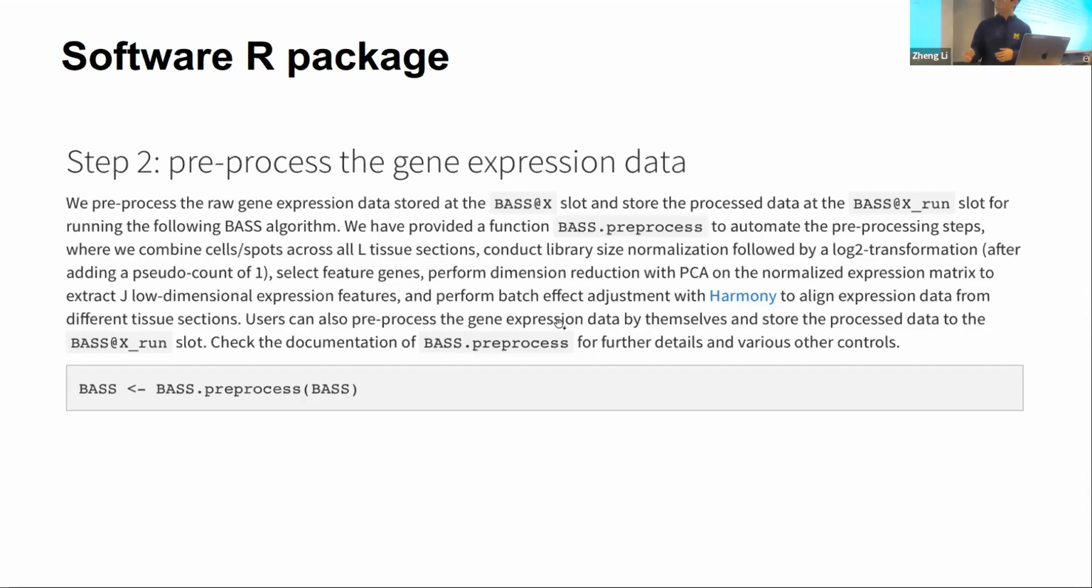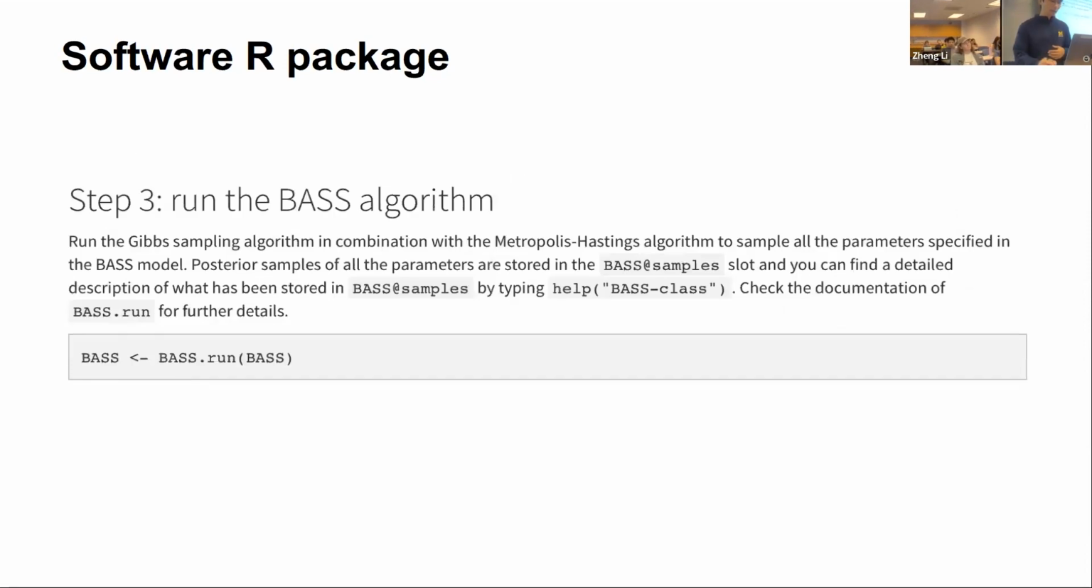Because we are dealing with multiple tissue sections, we also perform batch effect adjustment with the existing package called Harmony. So this function called BASE.preprocess basically automates this pre-processing step. If you want additional pre-processing or you don't like this pre-processing, you can just replace the processed matrix in our object. After that, you basically run the algorithm. There are not too many options here.